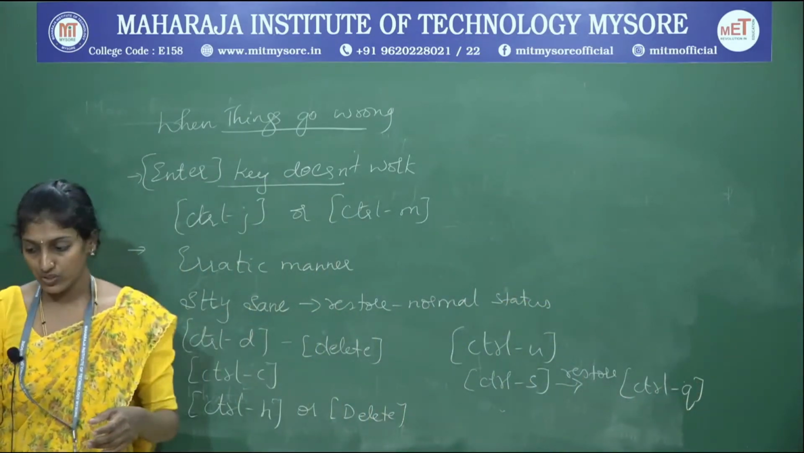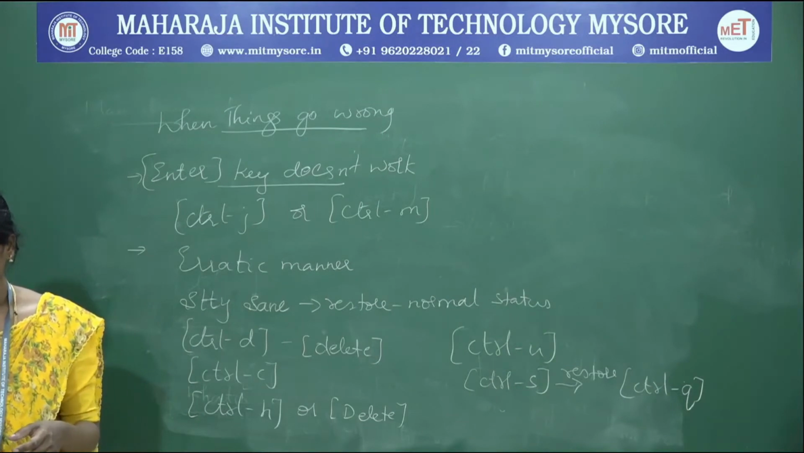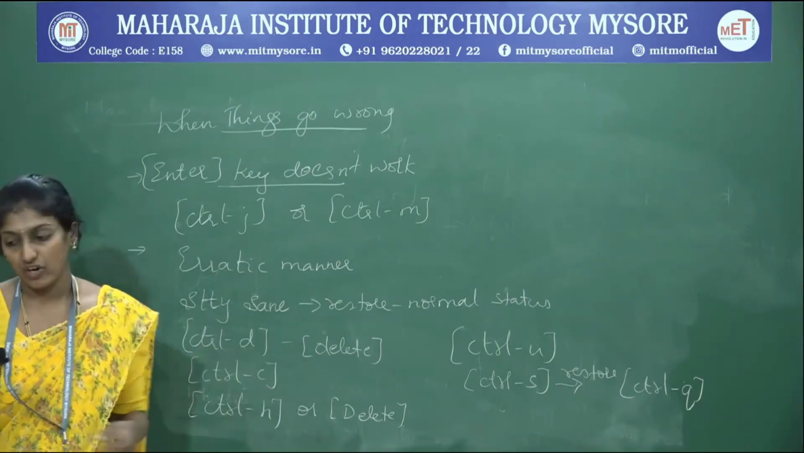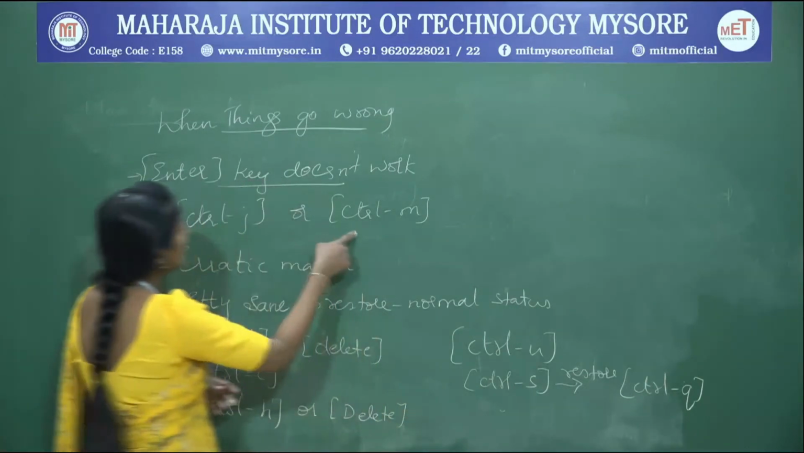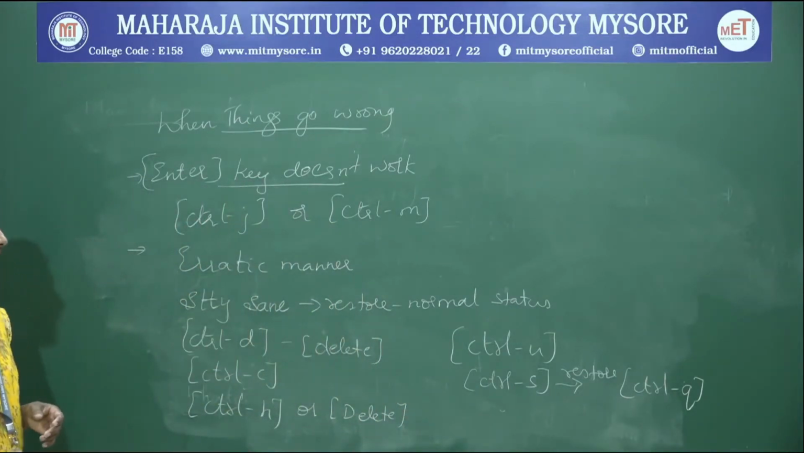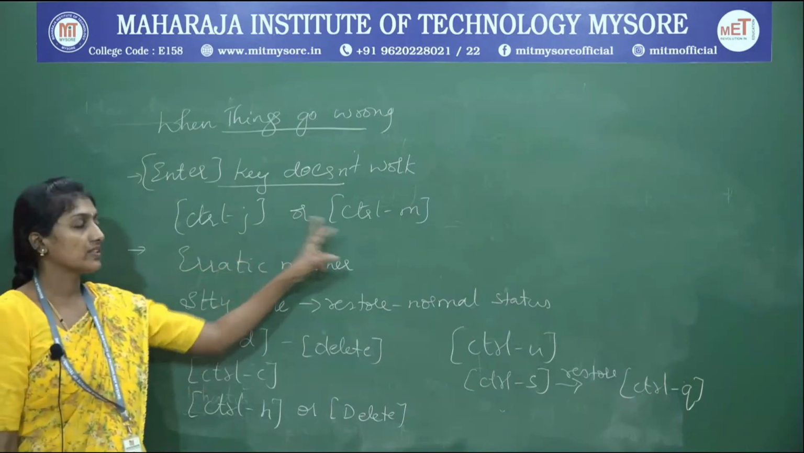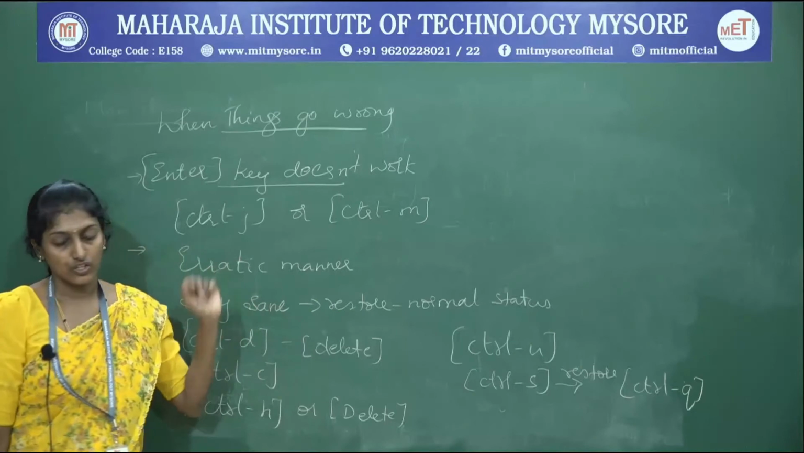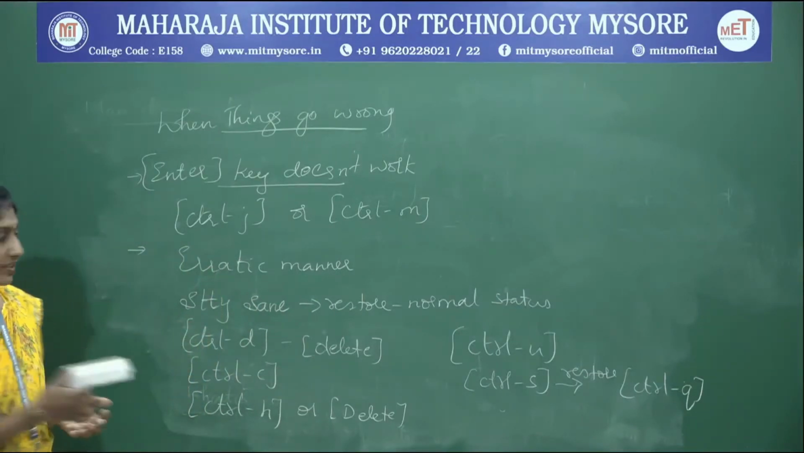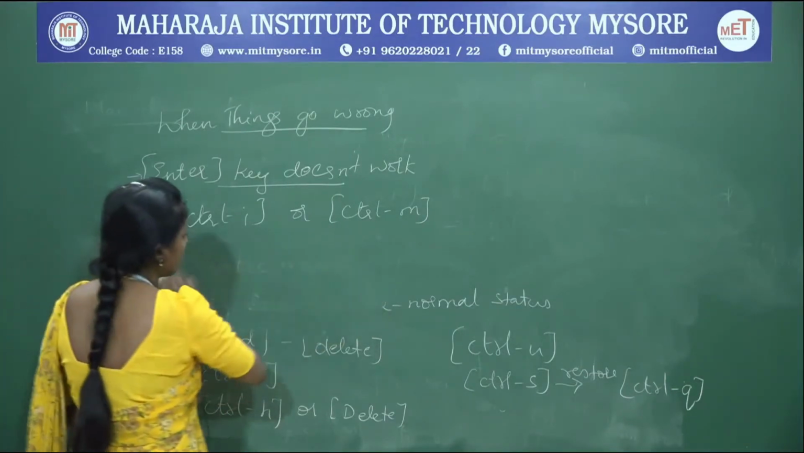Control Q has been used, and to kill a line you are going to use Control U, as I have already mentioned. And Control J and Control M is for if the enter key doesn't work, just go with these two shortcut keys. So these are the shortcut keys which you are going to use when things go wrong during the execution of a program.